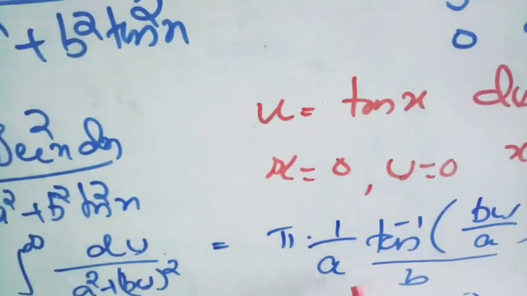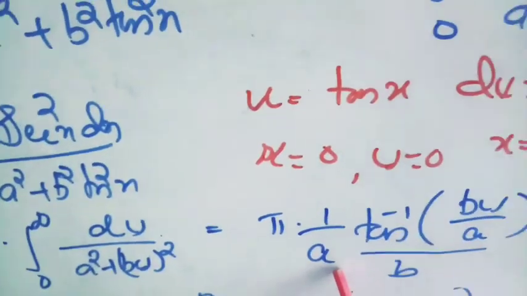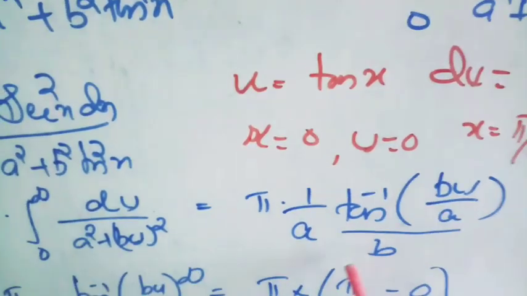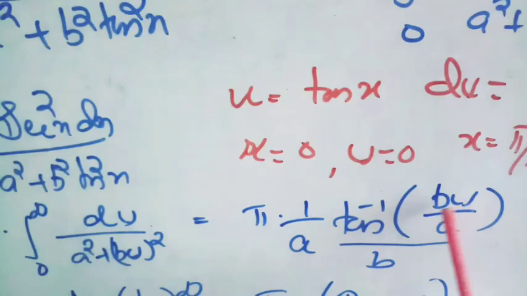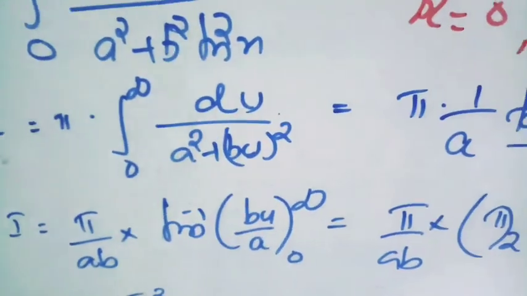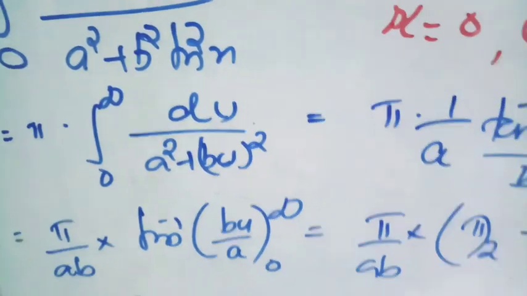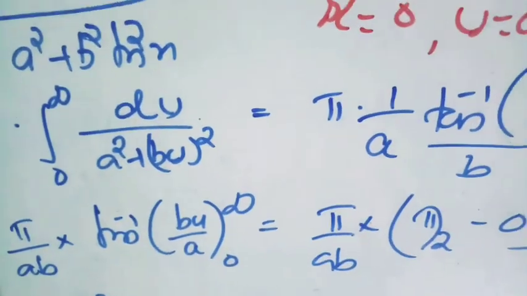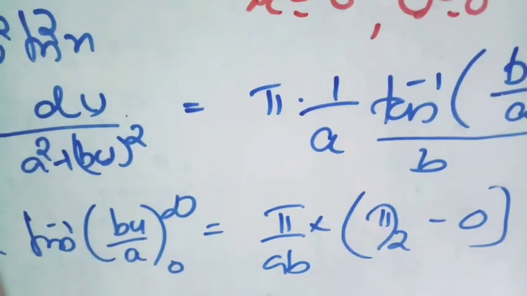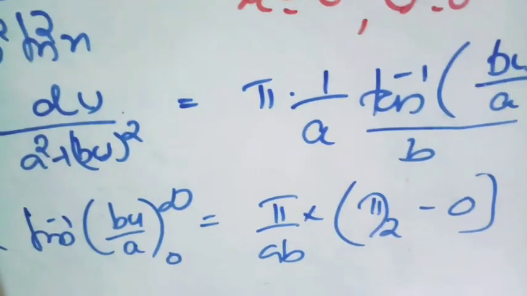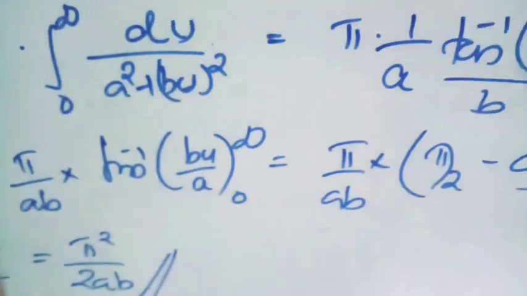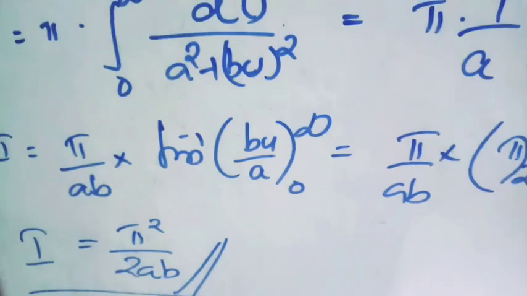that is pi into 1 by a, the integral of this one, 1 by a tan inverse bu by a, divided by b, where b is the coefficient of u. Now put the limits, that is pi by ab into tan inverse bu by a within the limit 0 to infinity. Put infinity first, tan inverse infinity in the limit you can take it as pi by 2, otherwise it is not defined. So pi by ab into pi by 2 minus 0. So the final answer of this one is pi square divided by 2ab.